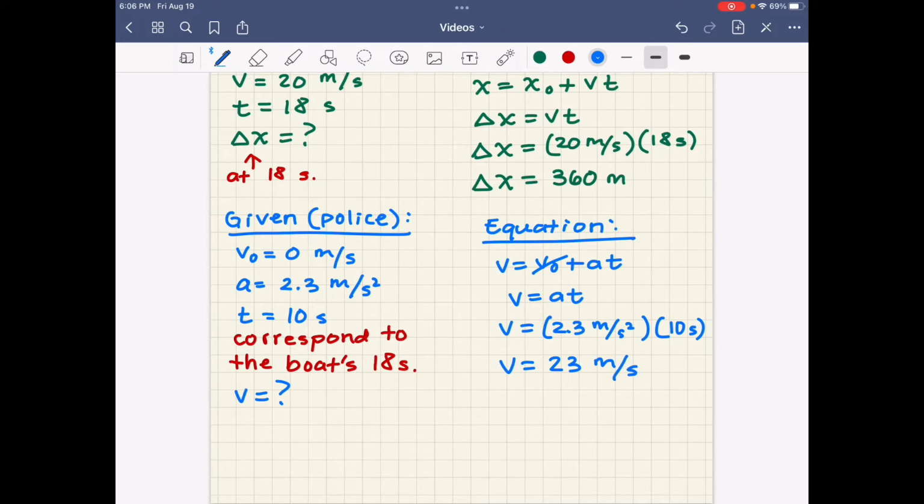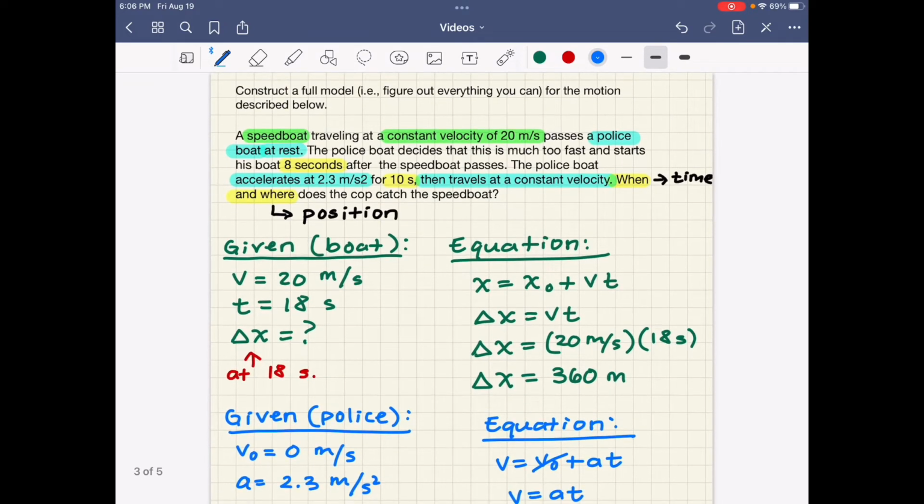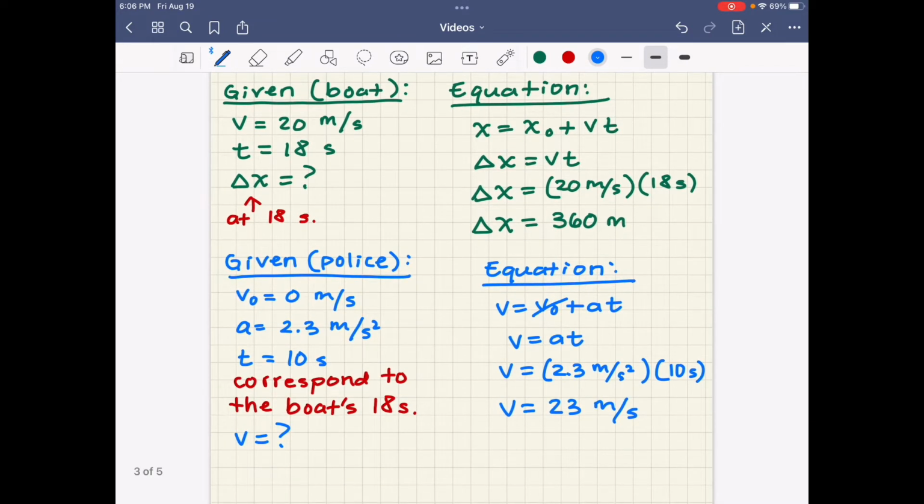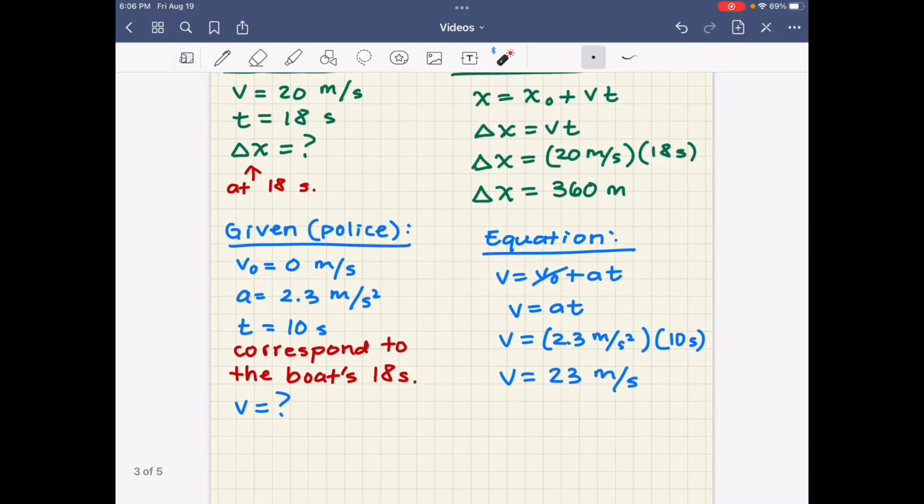So when the police was going at constant velocity, this means 23 meters per second, okay? Now, from this information, we know he will catch the boat because the boat was going at all times constant velocity of 20. After he's done accelerating, he's going at 23, so eventually the police will catch the boat.